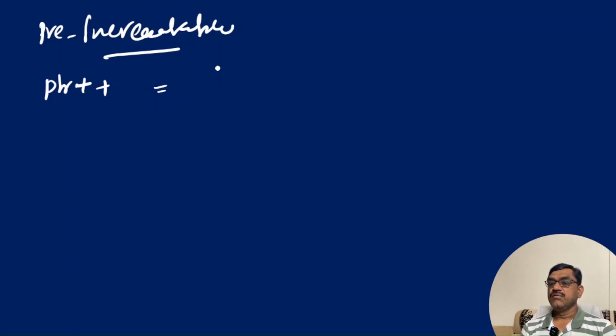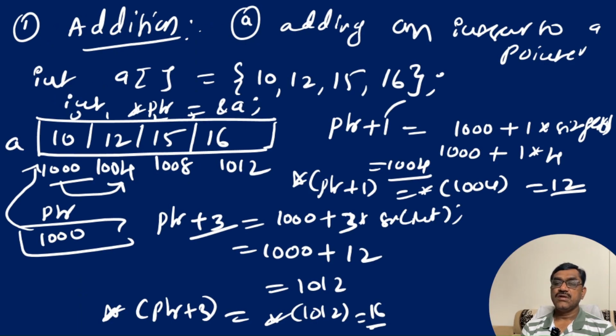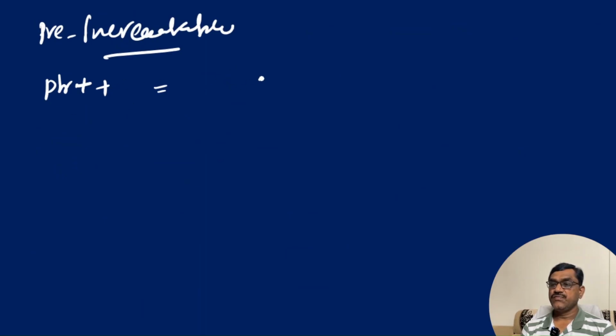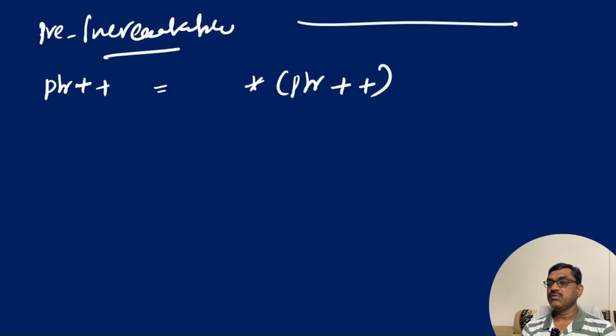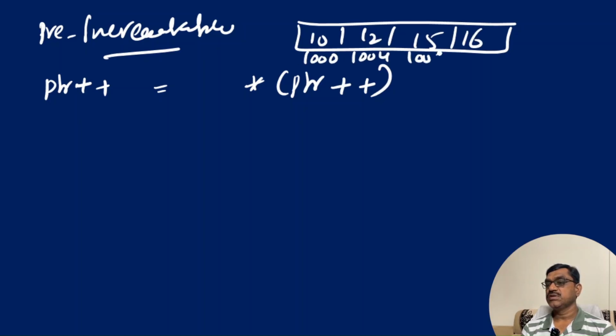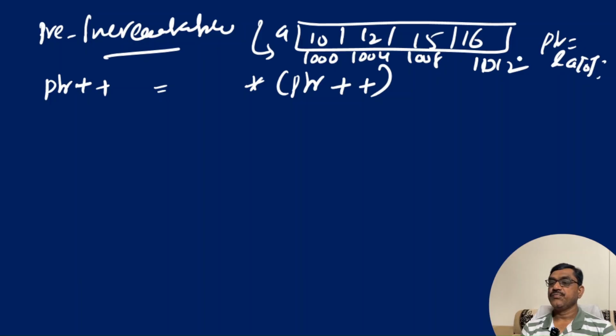For example, in the previous example, we have taken the values 10, 12, 15, 16. And the addresses are 1000, 1004, 1008, and 1012. Already I said this is the array name A, and we said ptr equals ampersand of A, or ampersand of A of 0. Now, when we say star of ptr plus plus, how much do we get?